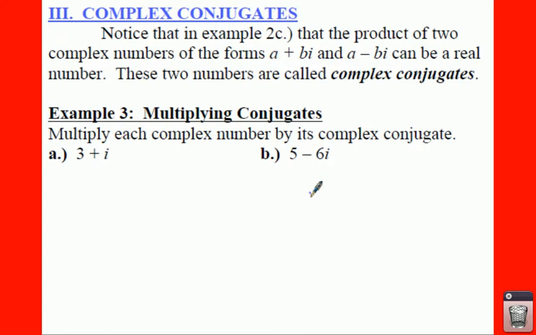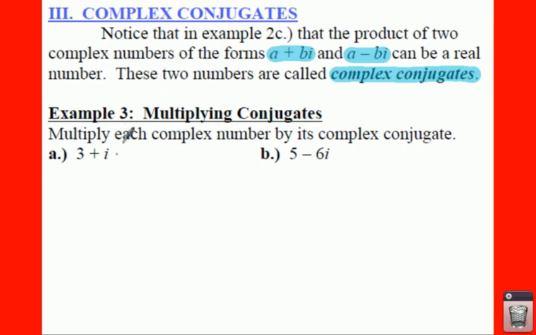Alright, example 2c, what we did is you multiplied a difference of squares, and you had a 2 minus and a 2 plus, and so what you get, those are actually called complex conjugates. And conjugates are super nice. Is where the first two numbers are the same, the second two terms are the same, but one's a plus, one's a minus. So here, for example 3, you need to multiply each complex number by its complex conjugate.